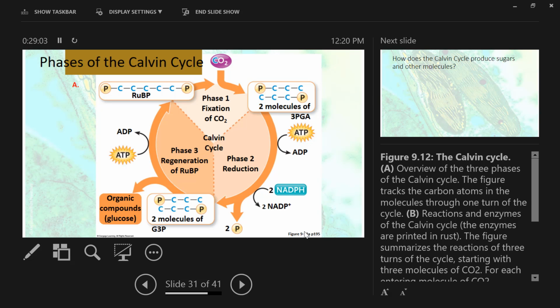Okay? So 3 trips around this circle release 1 G3P, and the other 2 G3P will go into regenerating RUBP. All right. No, the other 5, because 3 turns around generates 6 G3P. 5 go into remaking RUBP. 1 leaves the cycle and can be used to make glucose.